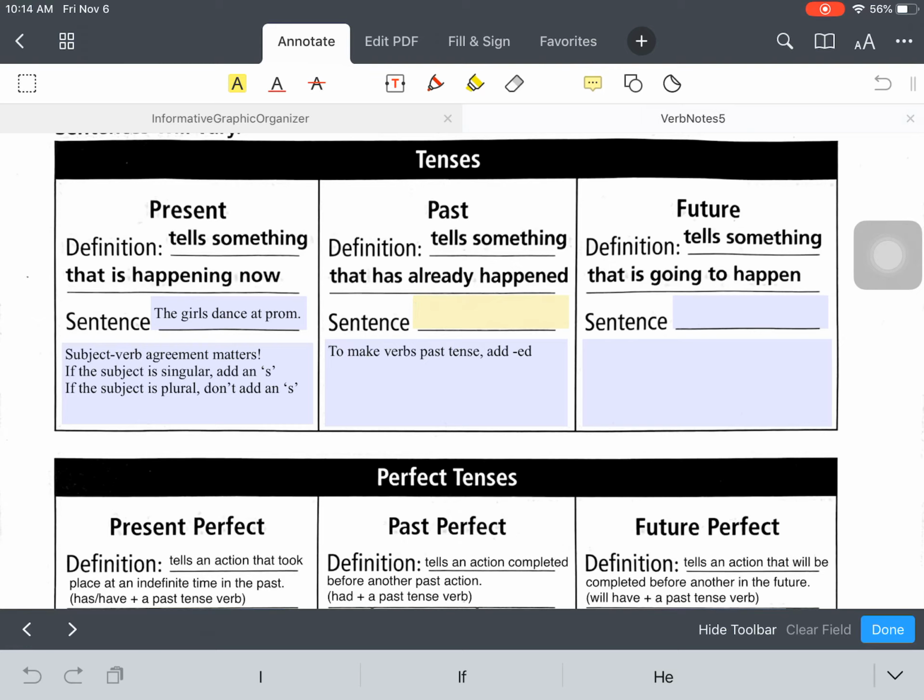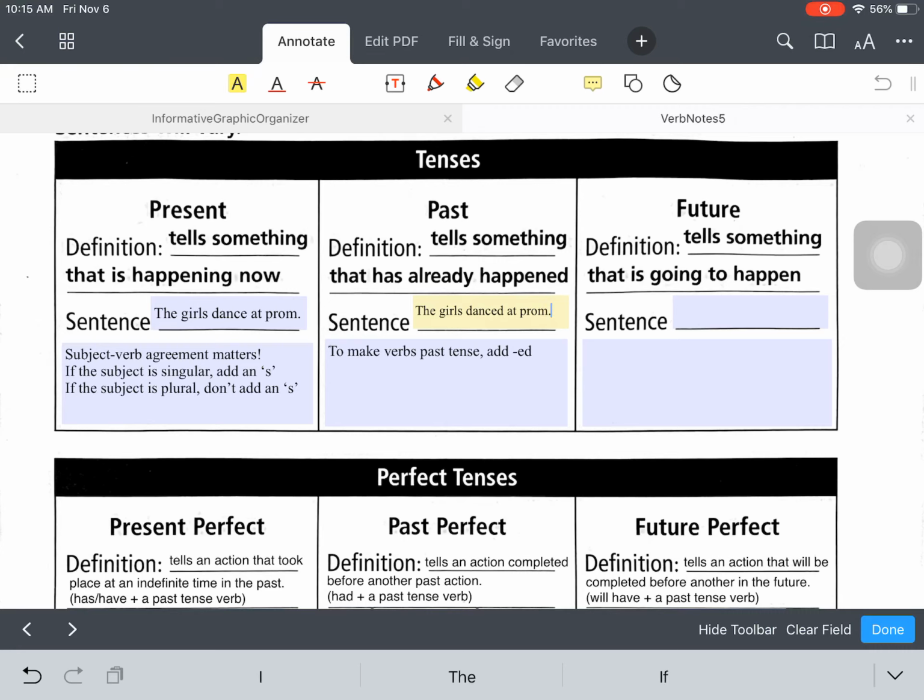So if it had happened in the past tense, it would be the girls danced at prom. So you add an ed at the end. Now dance does end in an E, so technically you would drop that E and add an ed, okay?